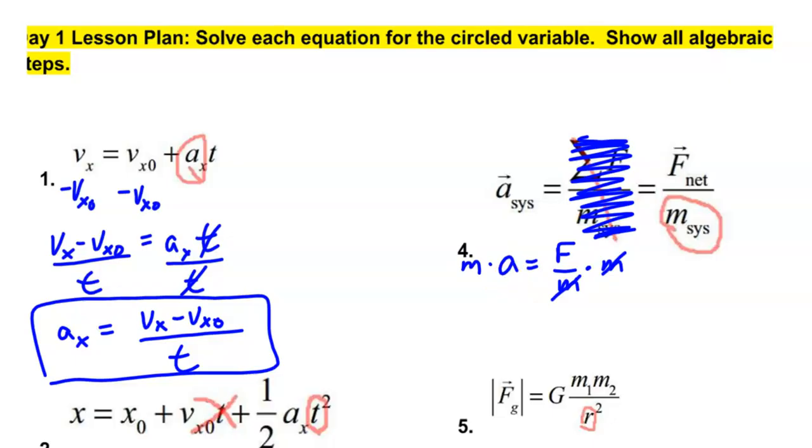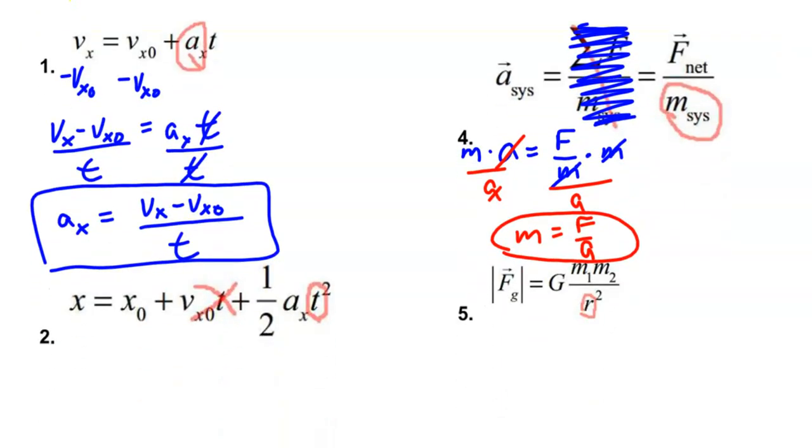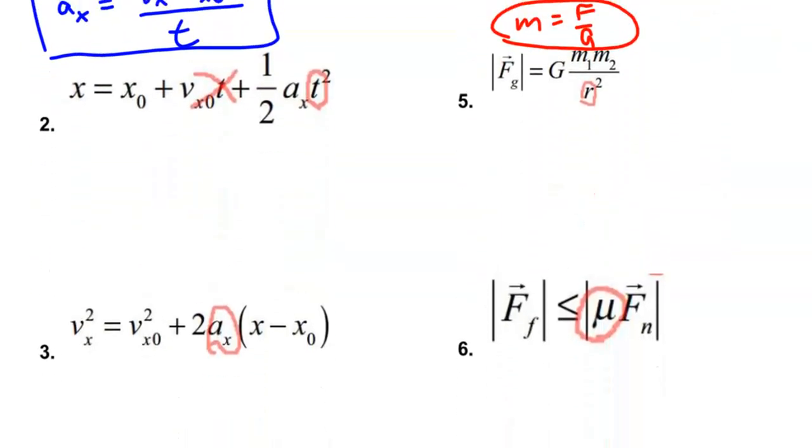And now we can clearly see that the next thing that we need to do here is we need to divide both sides by a in order to solve for m. So m equals f divided by a is the correct answer here. Yeah, that cancels out. Okay, and if you wrote all the variables, great. If not, that's fine too. Let's scroll down a little bit here.